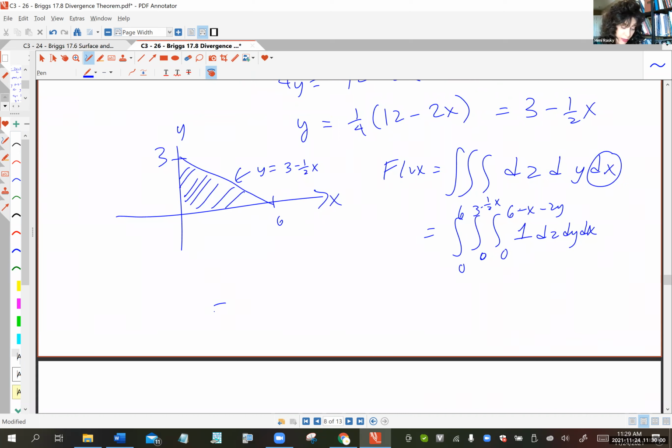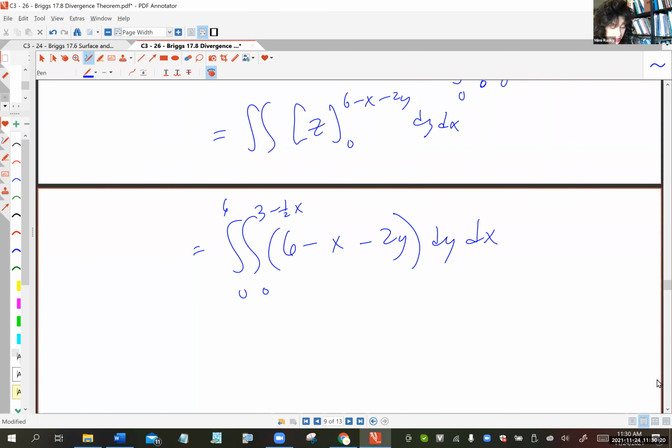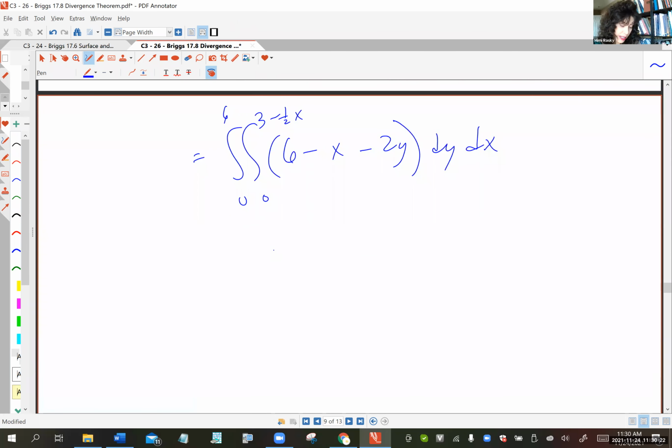When you integrate 1 with respect to z, you're just going to get z, and then you have your limits for z there. Okay. And then you're going to go, okay, so what am I going to integrate now? Now you have a double integral left, and I've got to do that with respect to y. So that looks like I'm going to have 6y minus xy minus y squared. And the limits are not pretty.